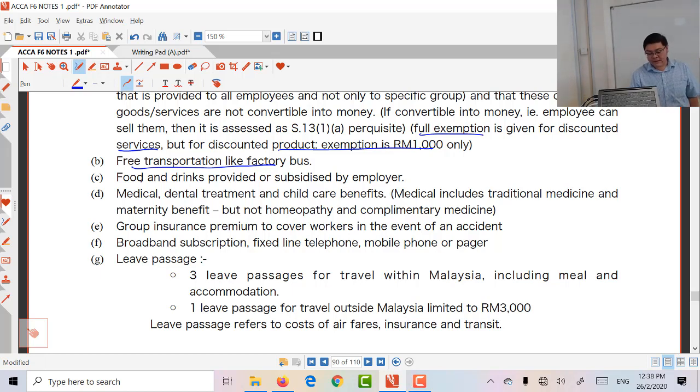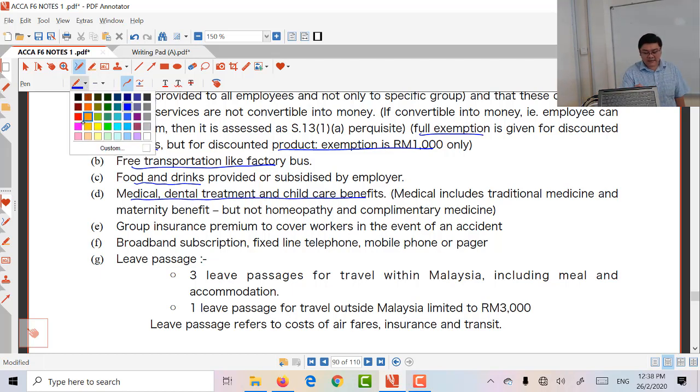Now, if your company or your employer provides you free drinks or free food, you know, in the pantry got Milo, got biscuit, got buah-buahan, all that is exempted, okay? Now, medical, dental, childcare benefits are all exempted.